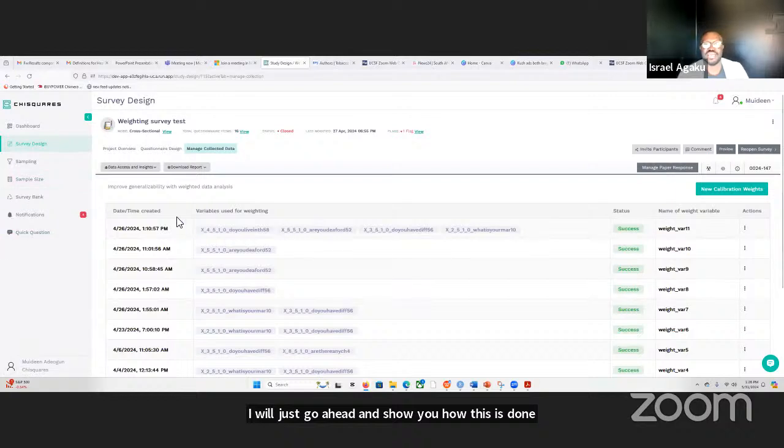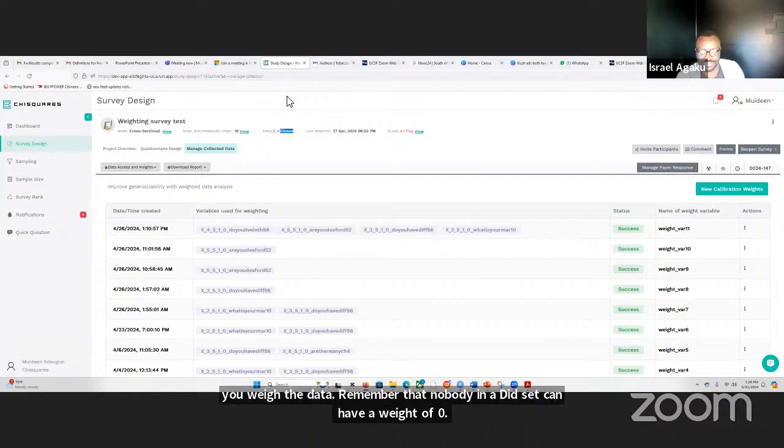So your survey, when you collect your data, your survey must first of all be closed before you can weigh the data, because weighting means that you are done with the data. Your data collection is closed. So that means you have to finish your survey before you weigh the data. Remember that nobody in a data set can have a weight of 0, and nobody in the data set can have a missing weight either.